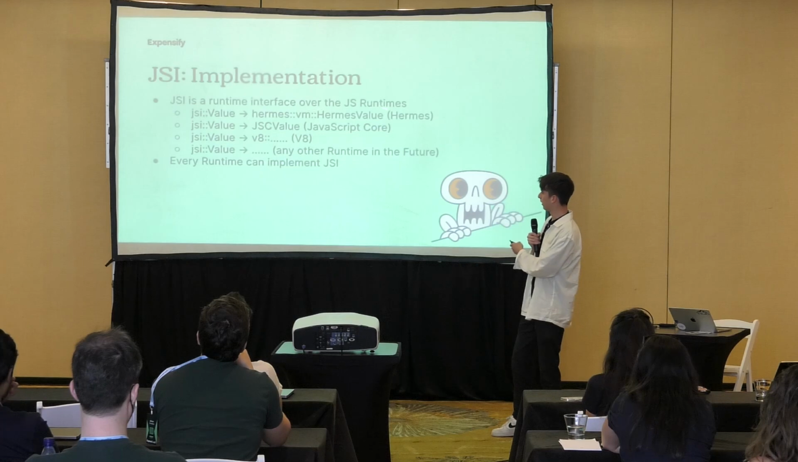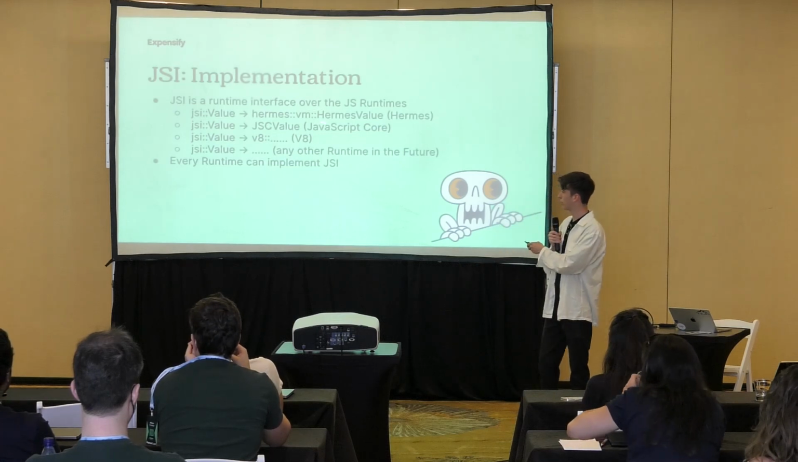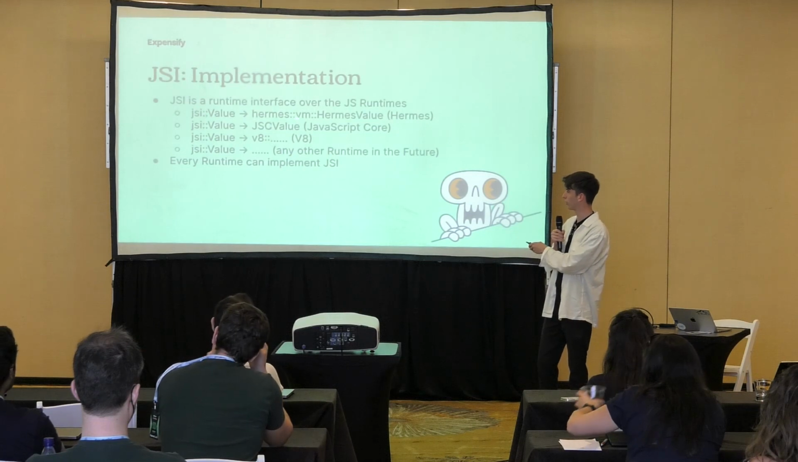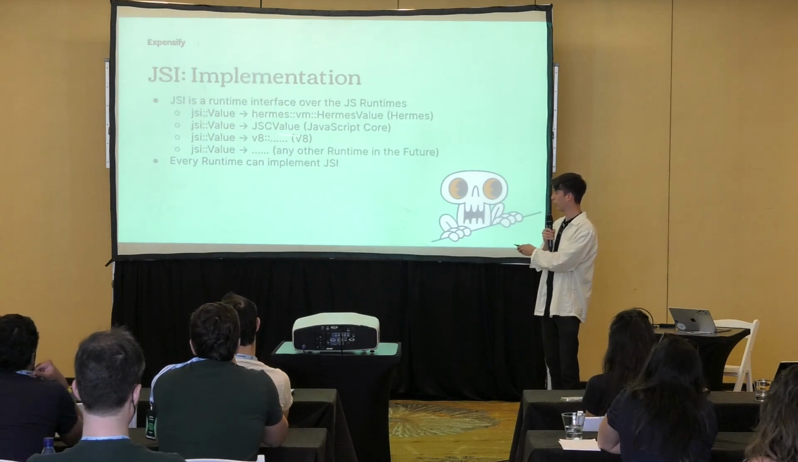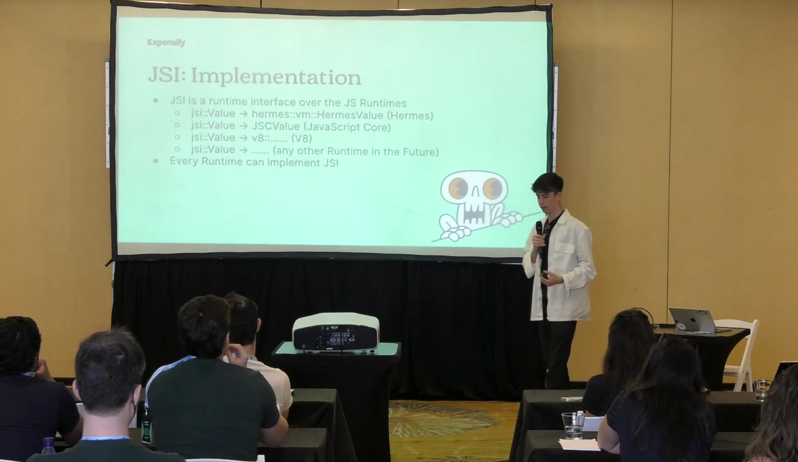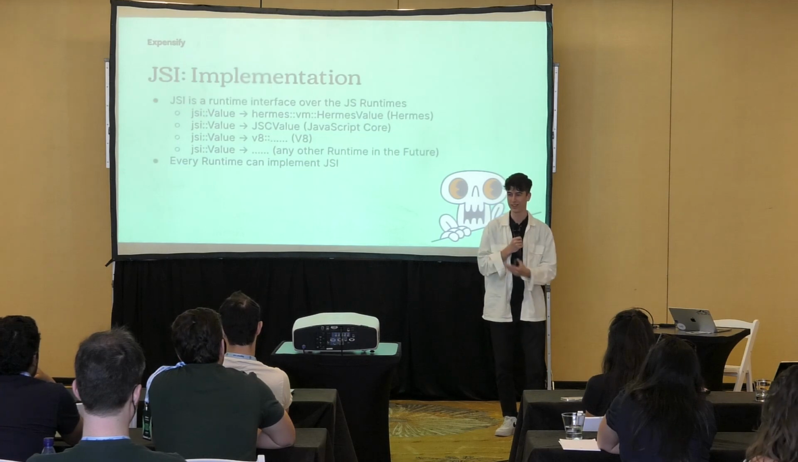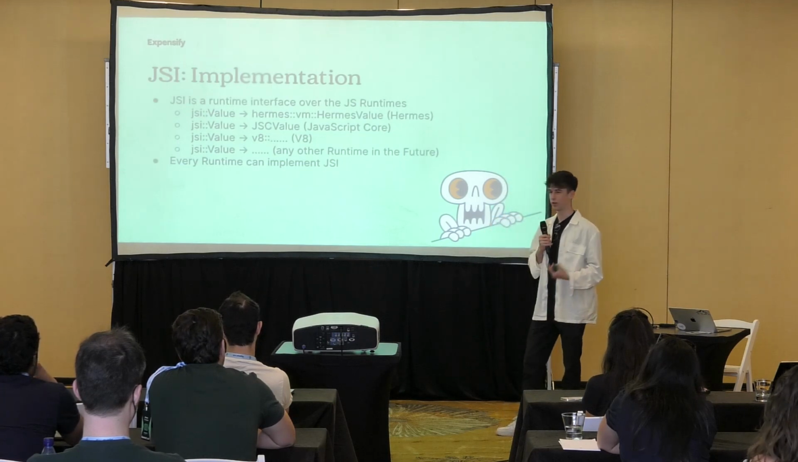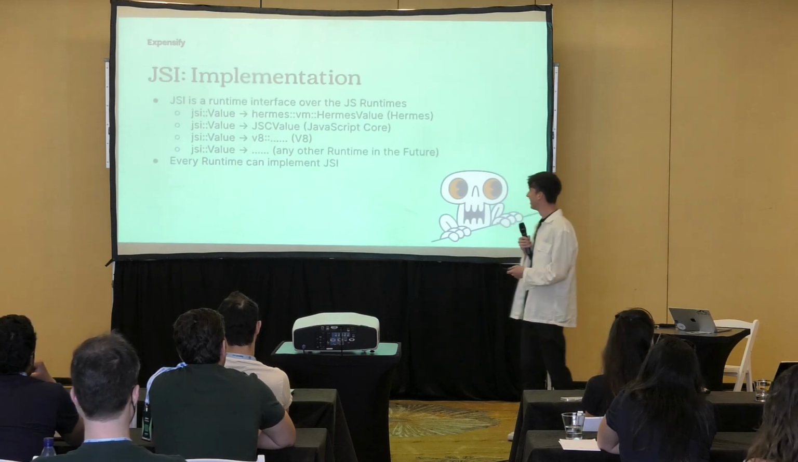As I said before, it's a runtime interface over different JavaScript runtimes. We have Hermes, for example. A JSI value can be a Hermes VM Hermes value. Same for JSC, same for V8, same for any other runtime. And if you want to build a runtime yourself, you can actually implement JSI as well, and then you can use your runtime in React Native. Yeah, but I don't think we want to implement a custom runtime, do we?